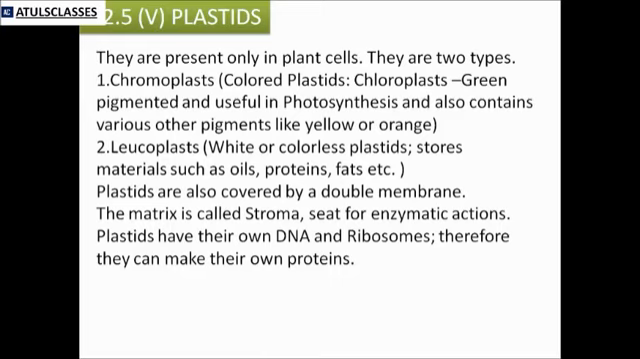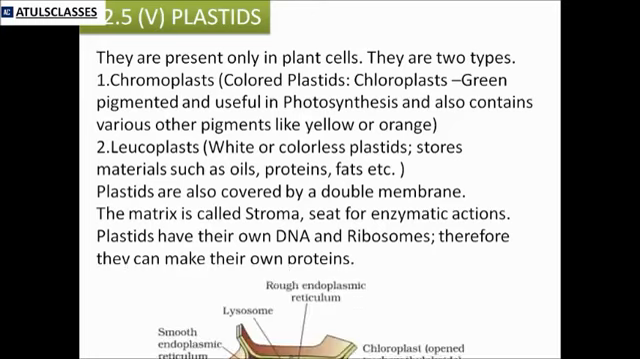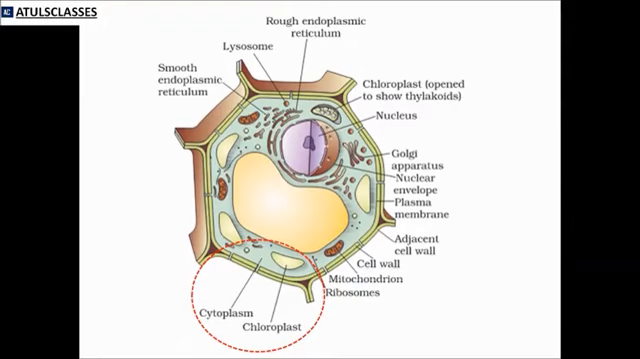The plastids are also covered by a double membrane as in mitochondria. They have their own DNA and ribosomes, so they don't depend on the nucleus and can make their own proteins. Here you can see they are only in plant cells, not in animal cells.